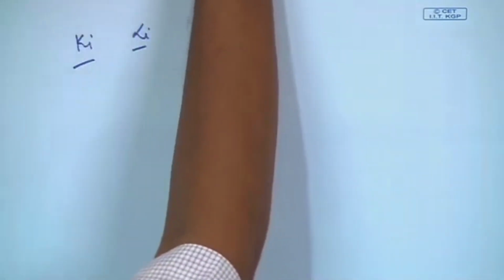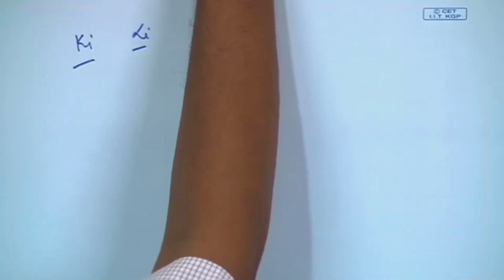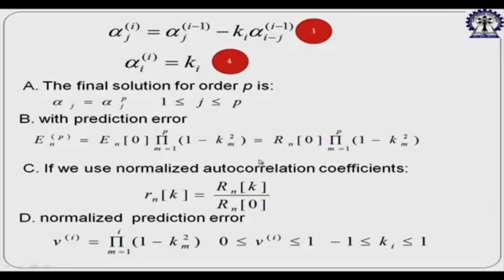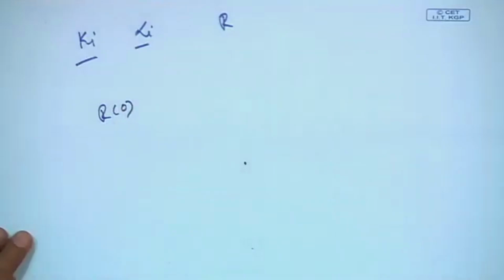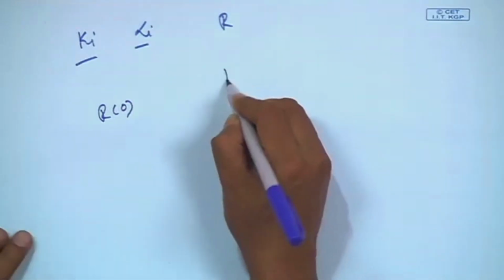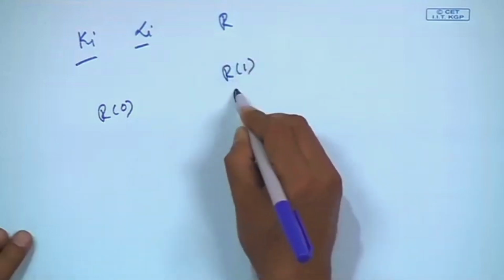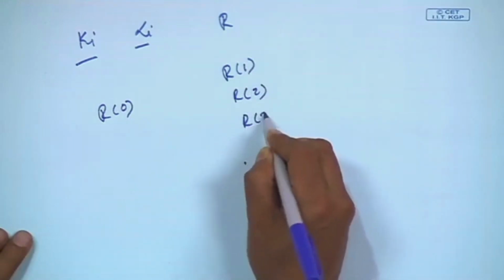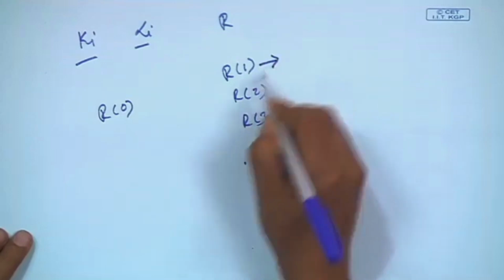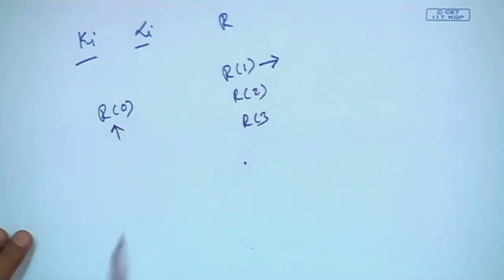Sometimes if the magnitude of the speech signal changes, then the R value will change and the autocorrelation coefficient may change slightly. So, for normalized autocorrelation, with respect to R 0, I can normalize the correlation values. Suppose my correlation values are R 1, R 2, R 3. Now, I can normalize R 1 with respect to R 0, because R 0 is the energy of the signal.